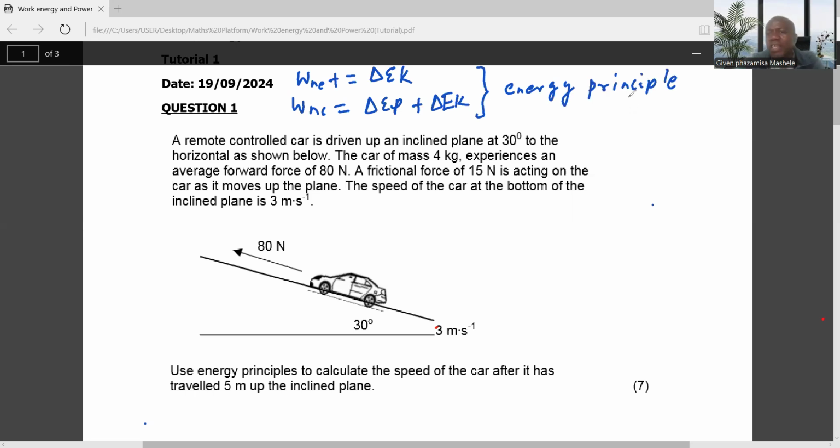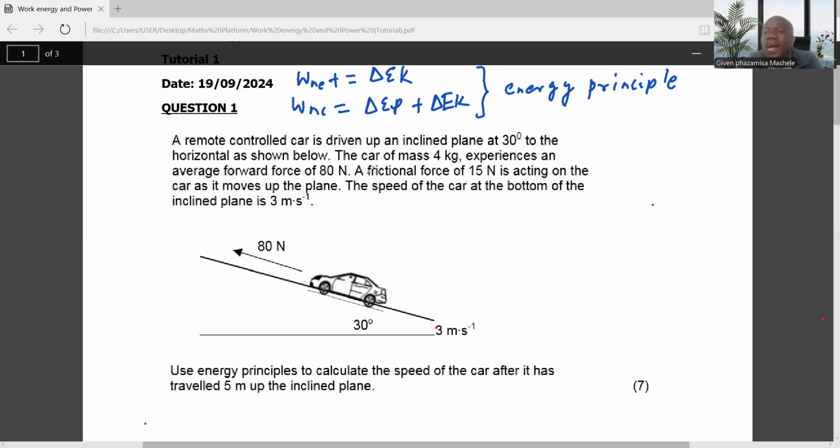Remember, energy is the ability to do work. That's why when you calculate work done, it's the same as when you calculate energy. They're all measured in joules. So we need to use one of the two formulas.